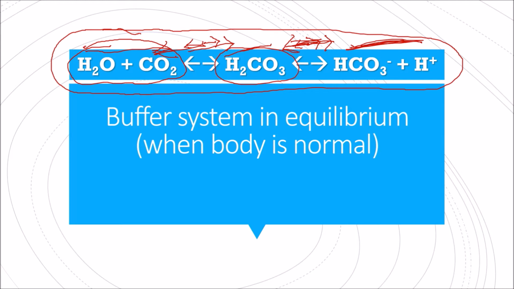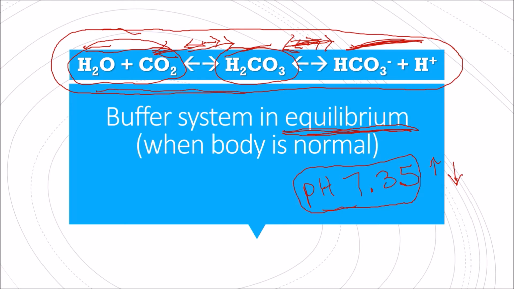This whole buffer system keeps the body in equilibrium. That's the normal state that the body is in, because we know the pH of blood is about 7.35, and if your blood pH gets too high above 7.35 or too low below 7.35, you can die. So we want to make sure that this stays about the same, and this bicarbonate buffer system is what keeps it in equilibrium.